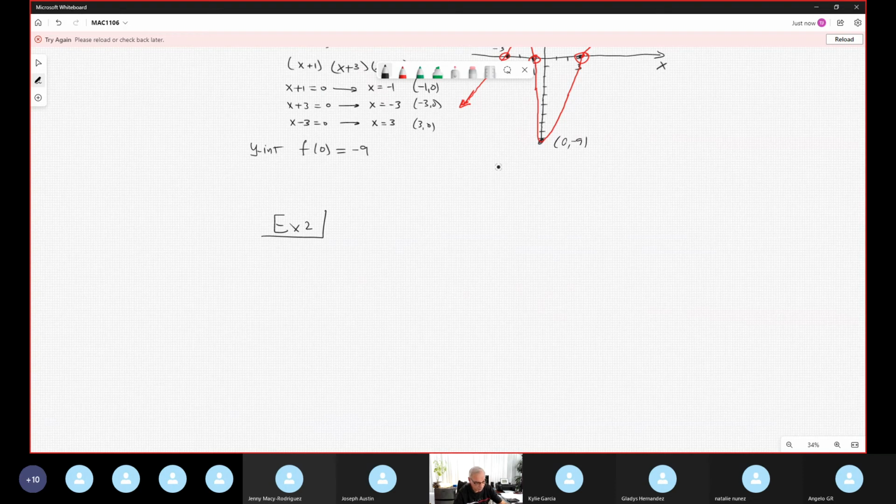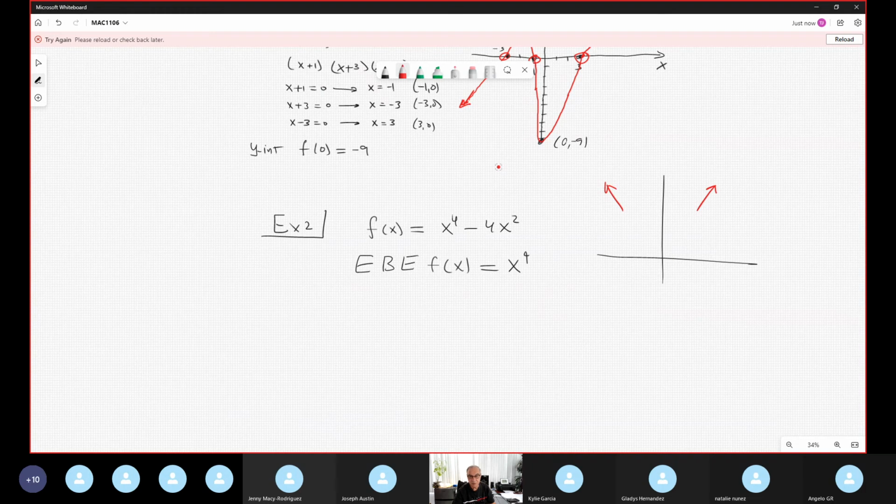In example 2, you have the function f of x equals x to the 4th power minus 4x to the 2nd power. The end behavior expression of f of x is obviously x to the 4th power, and x to the 4th power has an even exponent, so both ends go up like that, with a positive coefficient. If the coefficient is negative, it's down, but no.